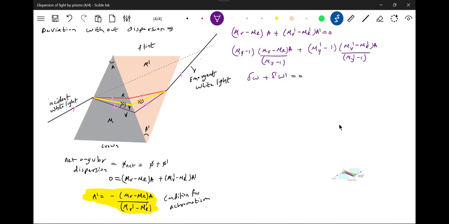Sir, how are you writing directly? Mu y minus 1 into A. I'll write one more step. I'll write one more step.